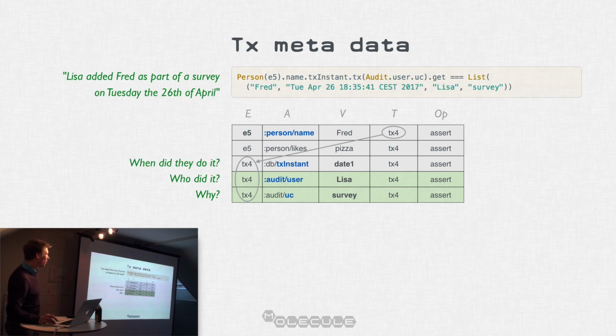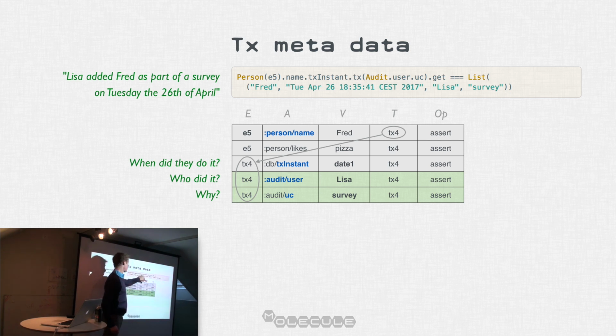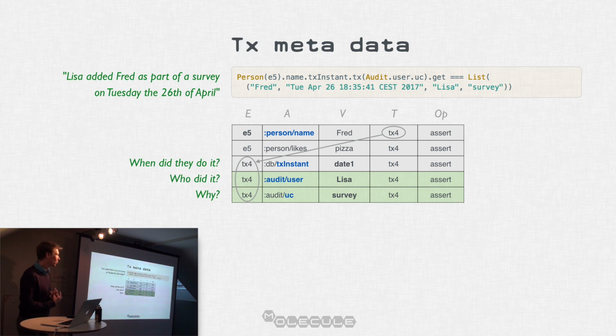Or you could ask, Lisa added Fred as part of survey on Tuesday the blah blah blah. So you get that because you get the time of the transaction and some metadata, which is the user and the use case. So you get both the instant, which is date 1, and you get Lisa and survey, right? So you get when did they do it, who did it, and why did they do it, for instance.